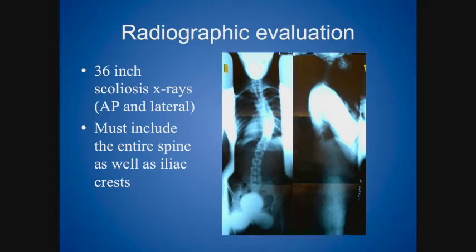And then we get x-rays. Typically you want to get a 3-foot standing scoliosis x-ray, which is an x-ray of the entire spine. It shows the neck, the shoulders, the spine, and the pelvis. Because you're looking at the entire spine as well as the alignment of the spine in comparison to where their head is relative to their pelvis.